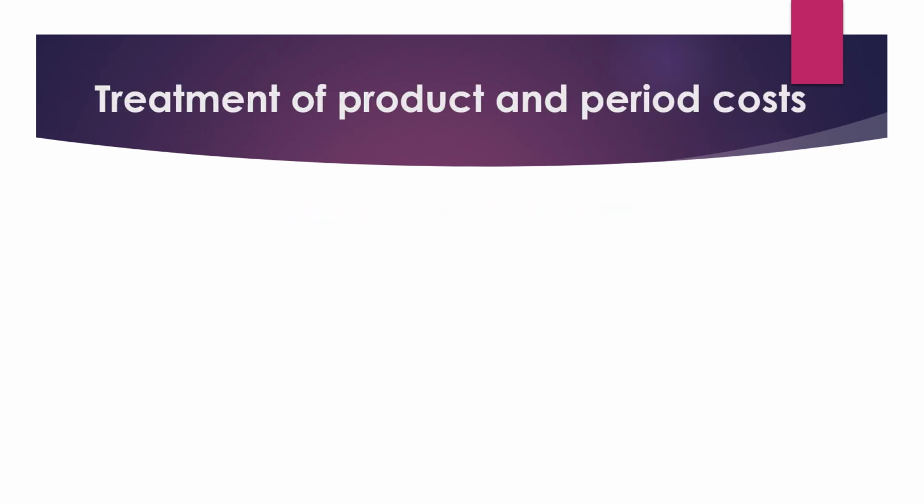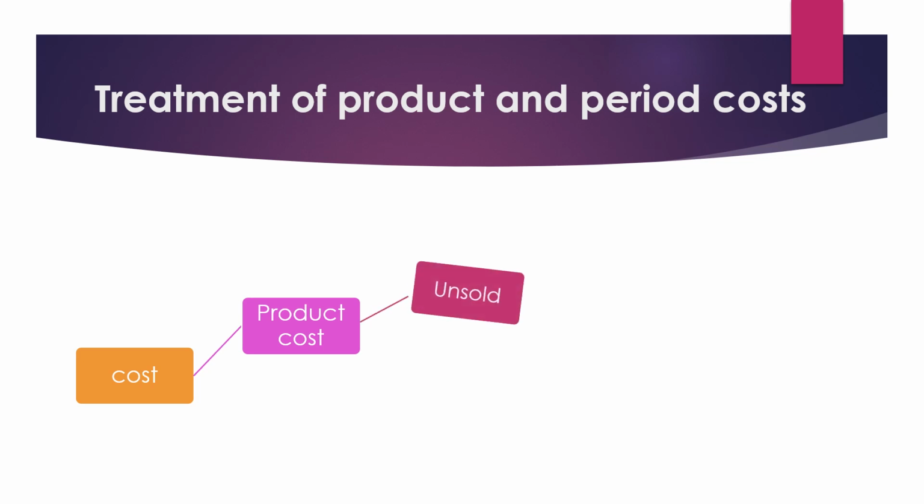Now let's see how we are going to treat these product and period costs. Normally, the product costs are initially recorded as an asset in the statement of financial position under the inventory.